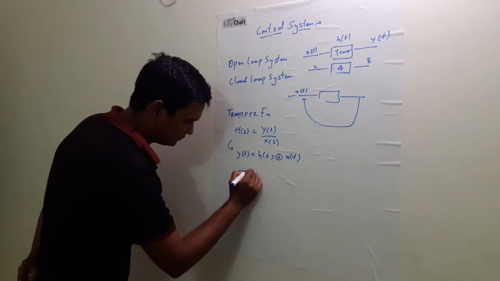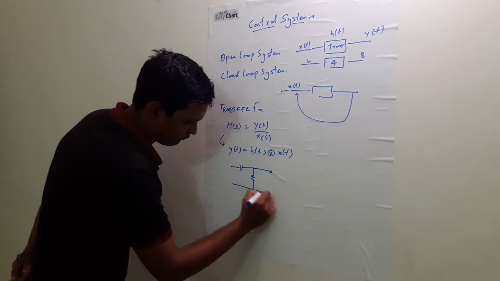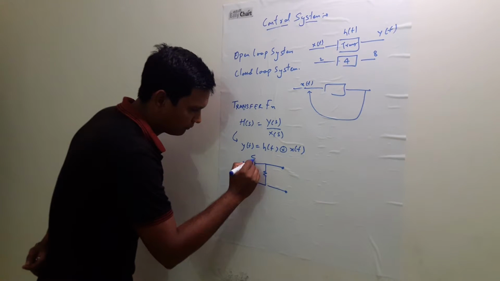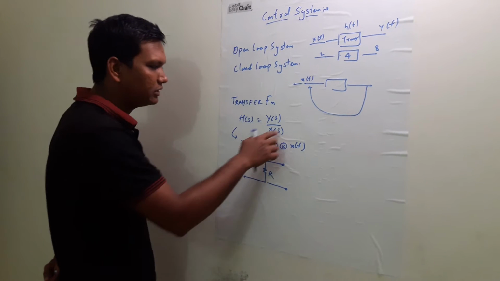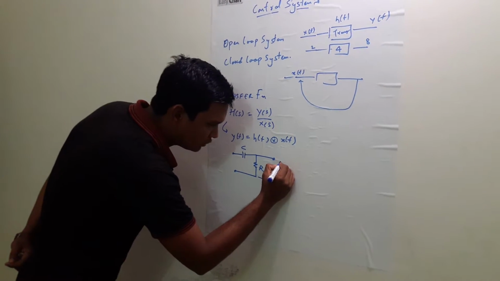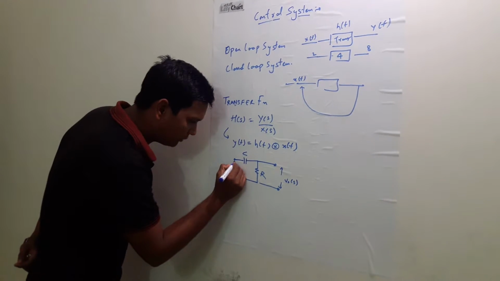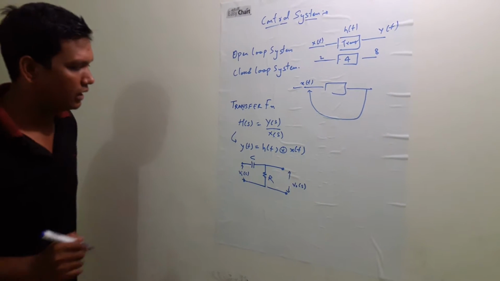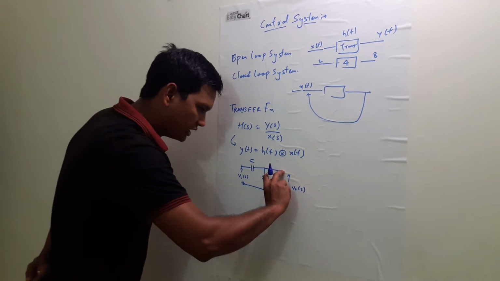Let's say this is a circuit given to me and somebody asked me the transfer function. So I know that a transfer function is nothing but the ratio of output to that of input. In this case, this will be my output, let me call it V0(s). This will be the input, Vi(s).